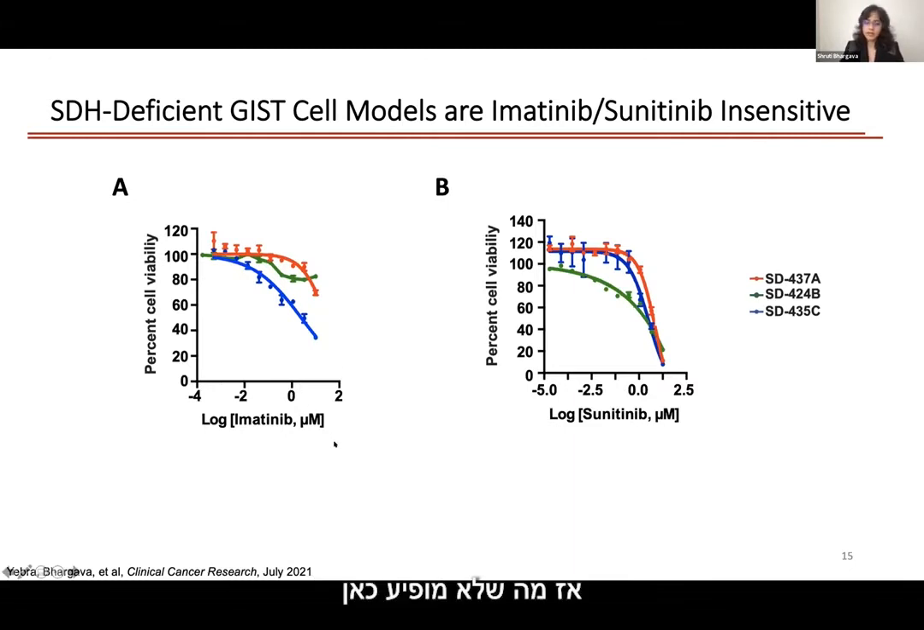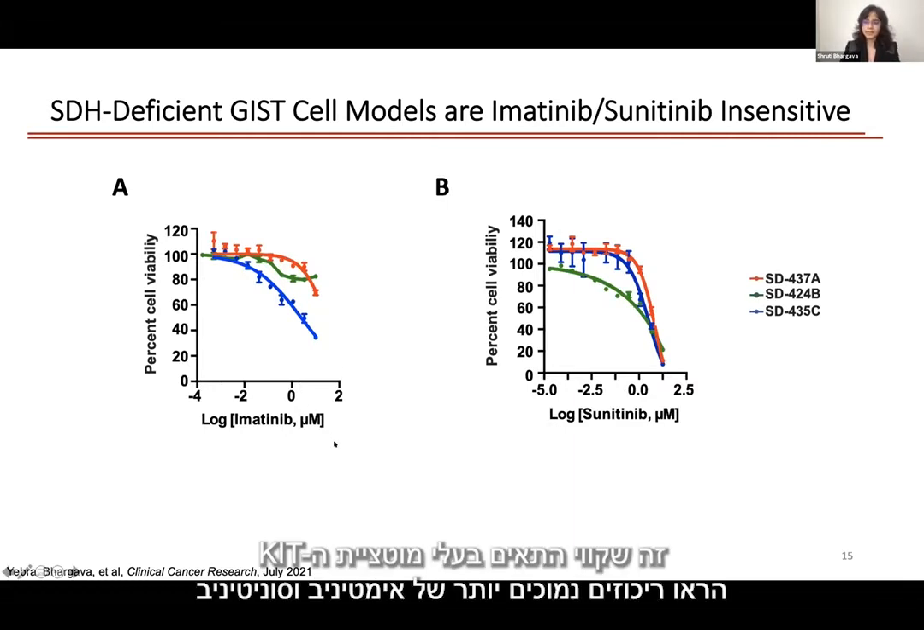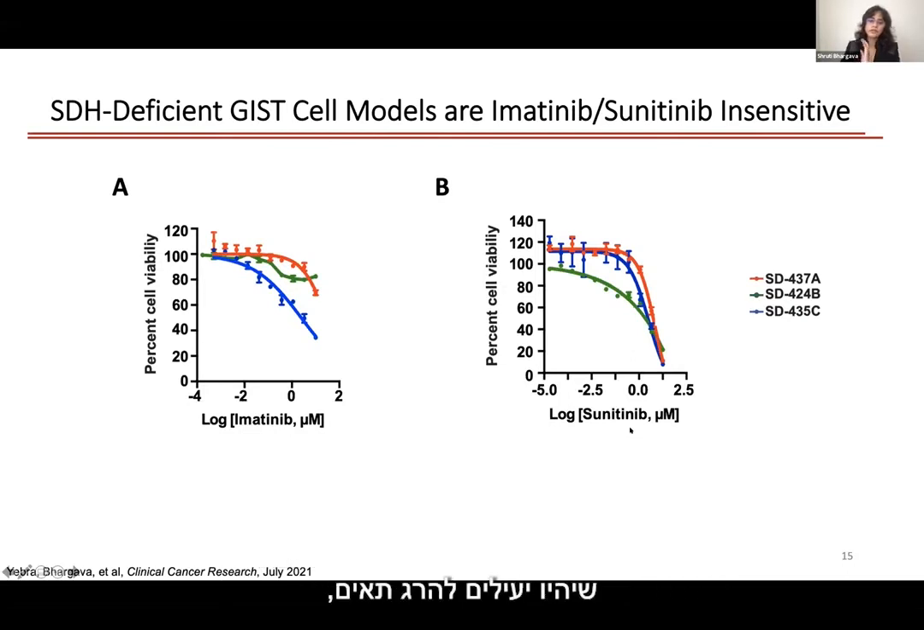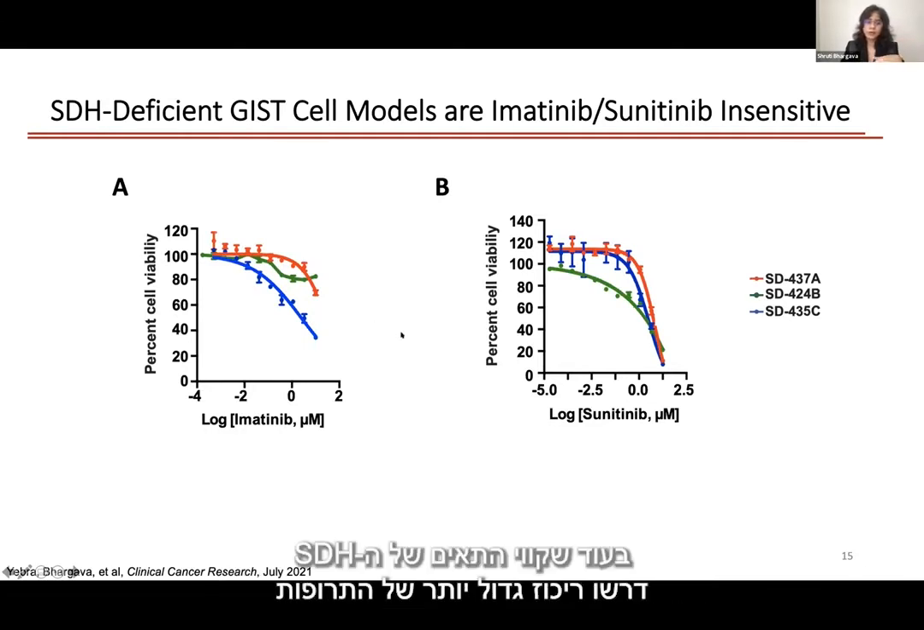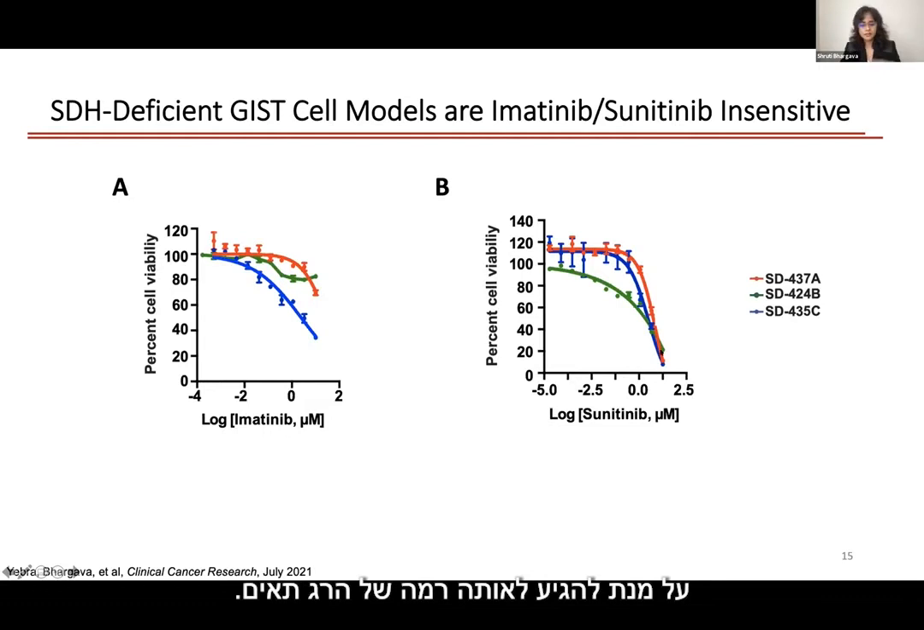So the data that I'm not showing here is that the KIT mutant cell lines required lower concentrations of imatinib and sunitinib to be effective for cell kill, which is depicted by the slope of the curves here, whereas the SDH cell lines required more concentration of the drugs to bring about the same killing of the cells.